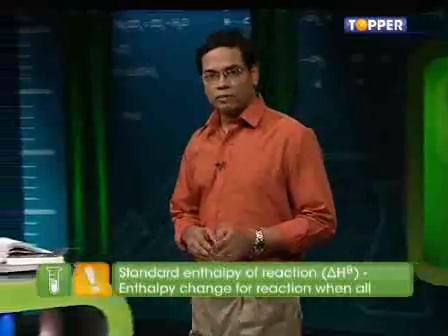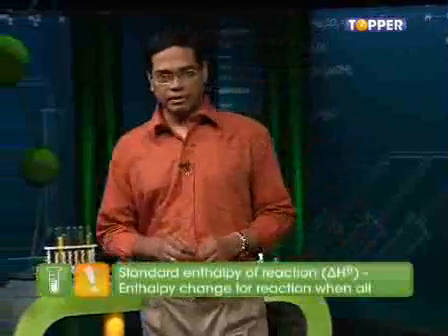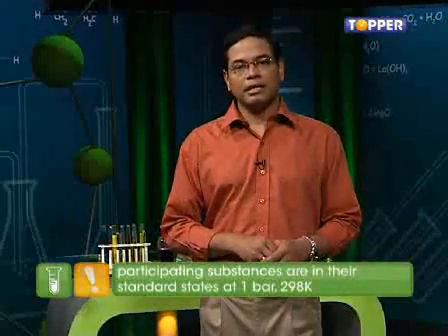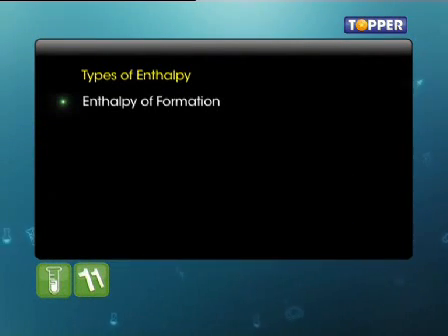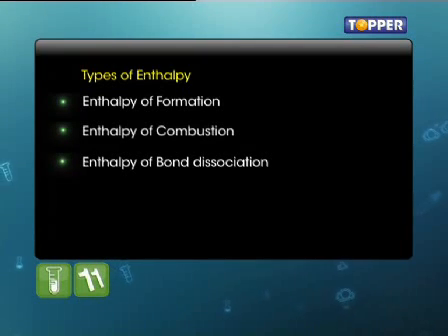Let us begin with the enthalpy of those reactions where substances are in their standard states. That is, where they are in their pure state at 1 bar pressure and at 298 Kelvin. This is called standard enthalpy and is represented by delta H naught. Now, since there are many different types of chemical processes, there are also different types of enthalpies. Depending upon the types of reaction, we have enthalpies of formation, combustion, bond dissociation, phase change, and solution. Though many of these terms are self-explanatory, let's understand them one by one.